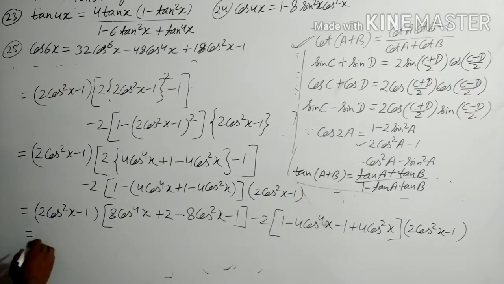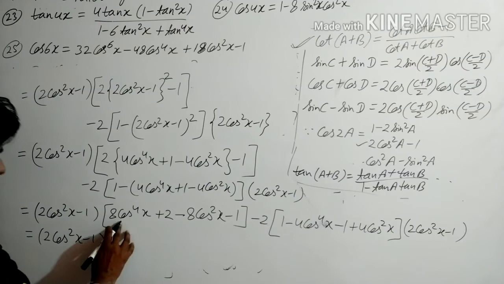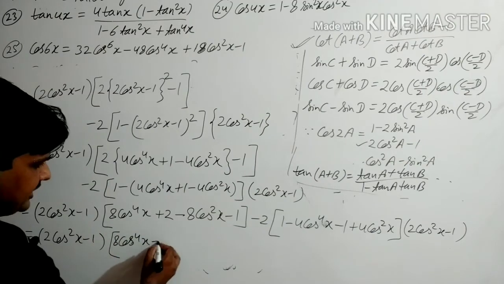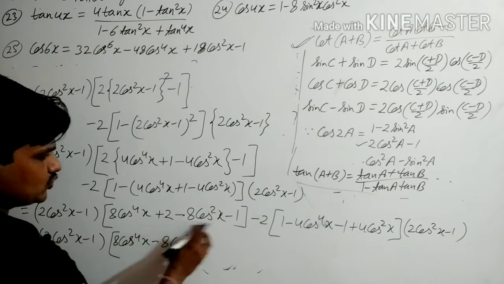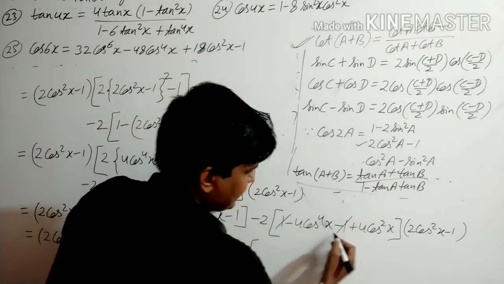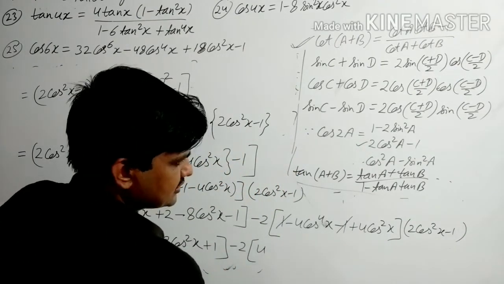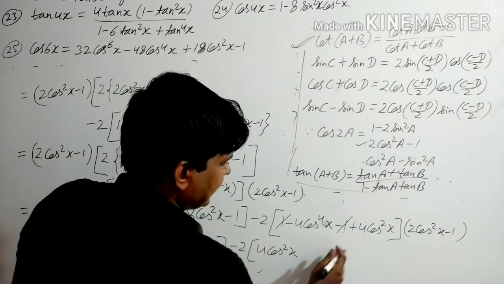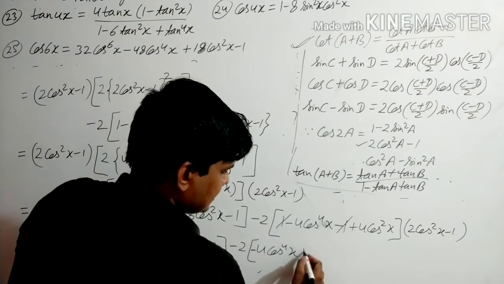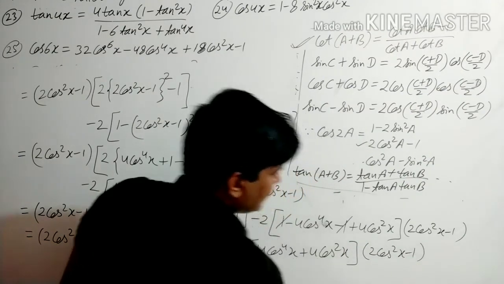Now 2 cos square x minus 1, 8 cos to the power 4x, now minus 8 cos square x plus 2 and minus 1, we get plus 1, minus 2 into, ये हमारा plus 1 और minus 1 cancel out, so multiply this with this one, so यहां हमारे पास 4 cos square x, this for power 4, minus 4 cos to the power 4x plus 4 cos square x into 2 cos square x minus 1.